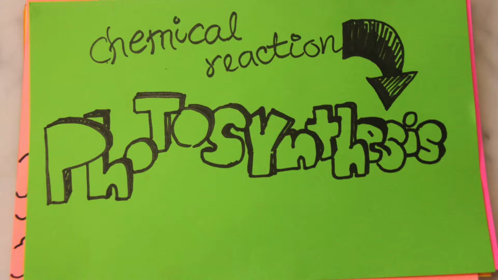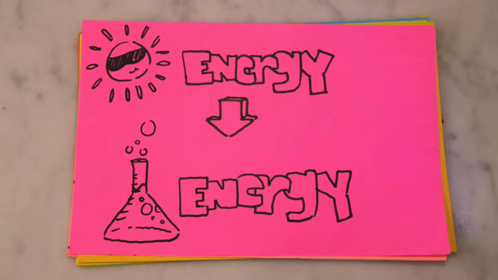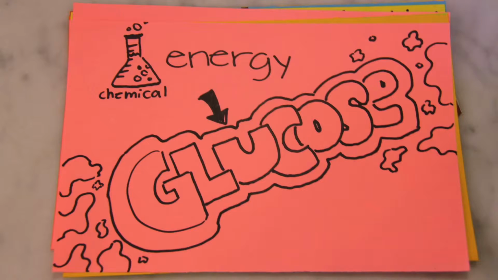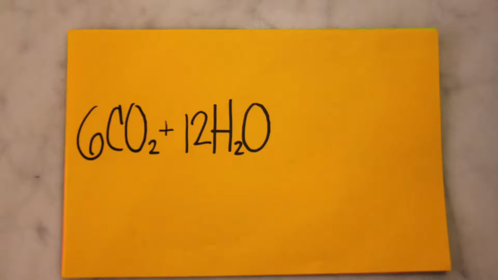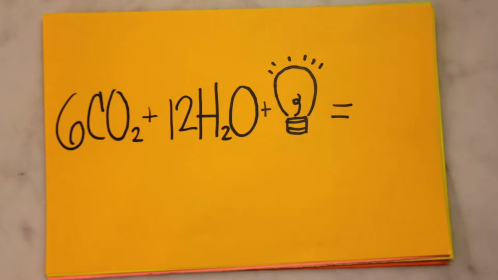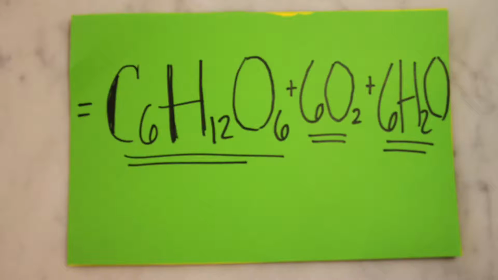In photosynthesis, solar energy is converted to chemical energy. The chemical energy is stored in the form of glucose, or sugar. Carbon dioxide, water, and sunlight are used to produce glucose, oxygen, and water.